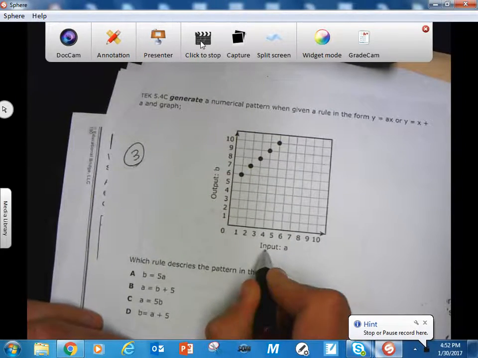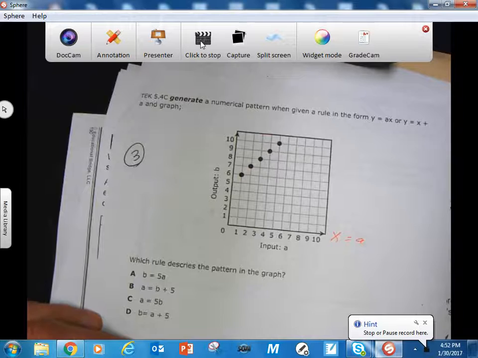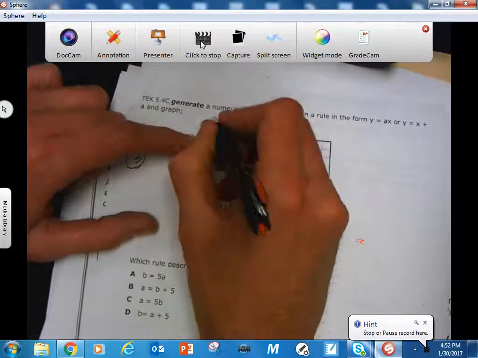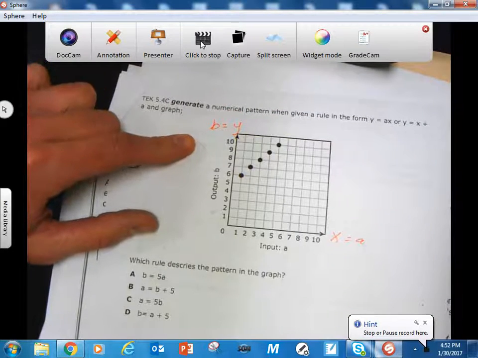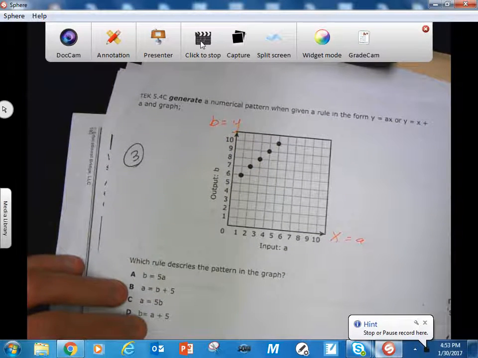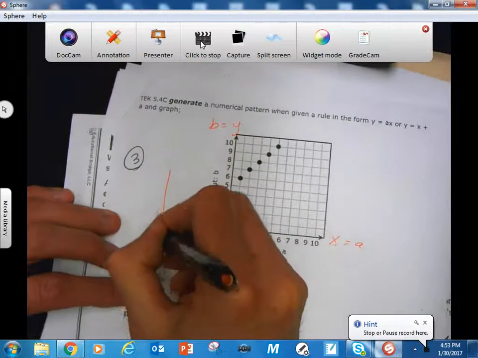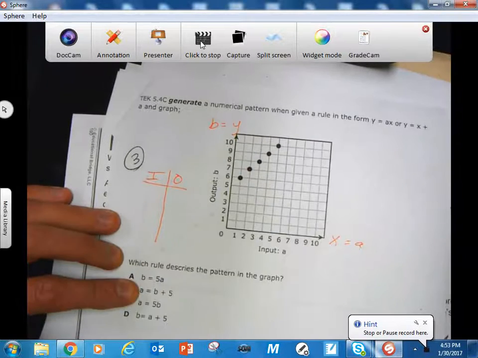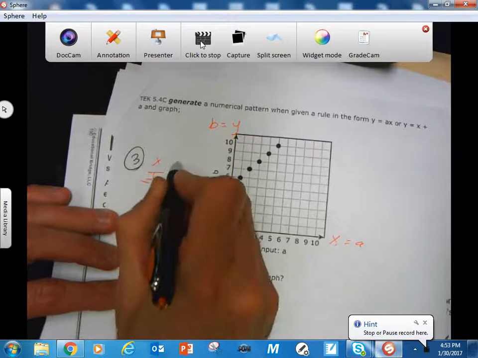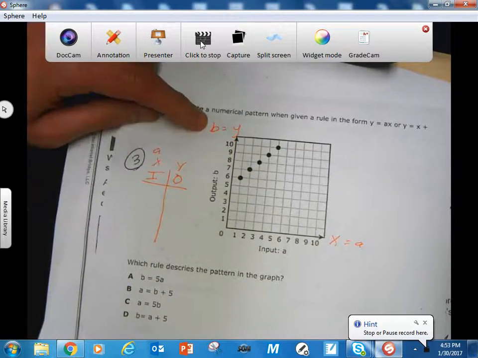We know that input A is the same as x. X is equal to A. And here we know our y is equal to our output, B equals y. So our input is x equals A, our output is B equals y. If we make our input-output table, input is our x, output is our y, and in this case, A is our x, and B is our y.